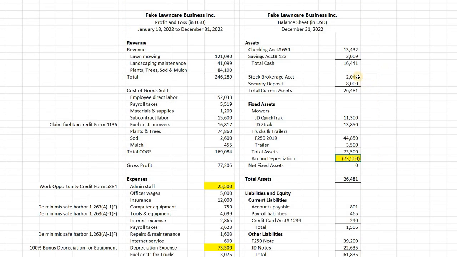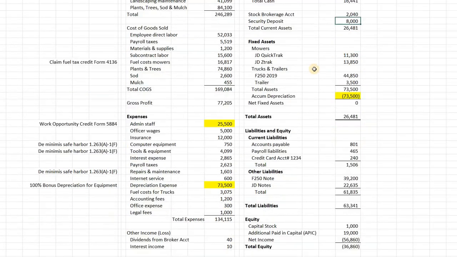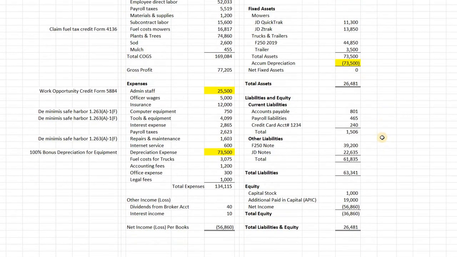Okay? And then further on with the balance sheet, nothing too complicated, right? Checking account and savings account, a security deposit on some rents or facilities expense, let's say. There's the brokerage account balance, the mowers, trucks, and trailers that were purchased. There's those costs for the year.